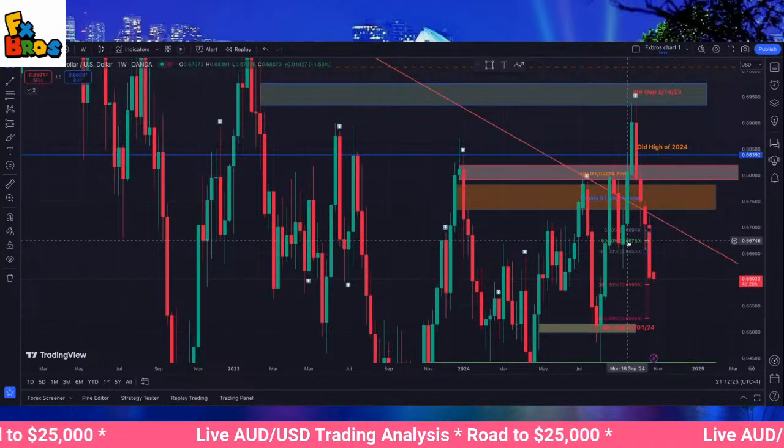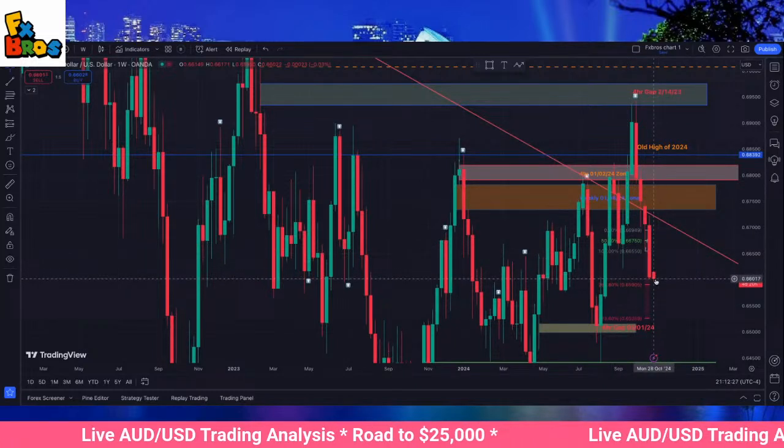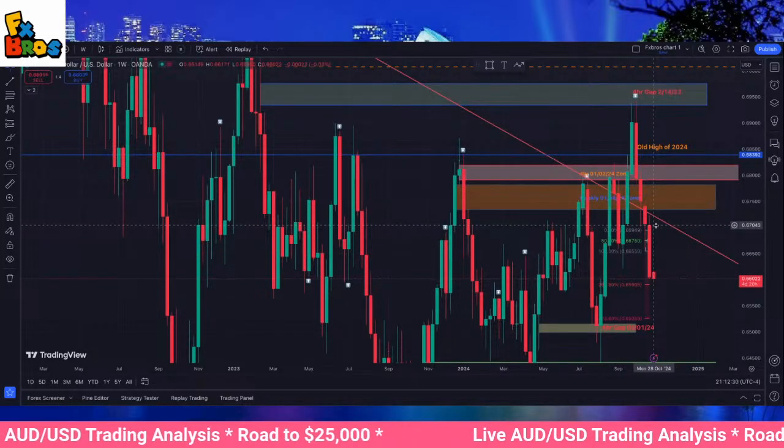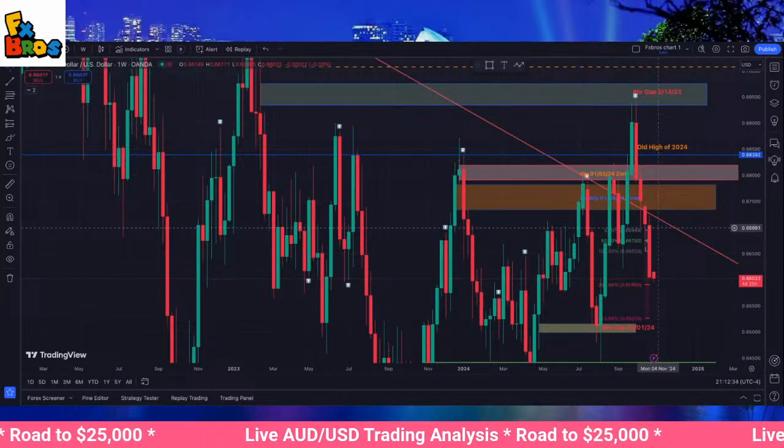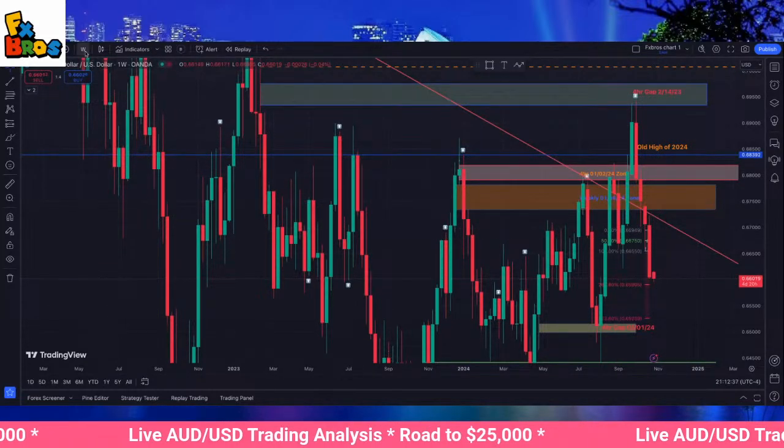Overall, I can't really say anything for the weekly. I definitely don't see a bullish engulfing for the weekly. Not to say it can't happen, because anything can happen, but I really don't see the market turning up. Let's look at it on the daily.